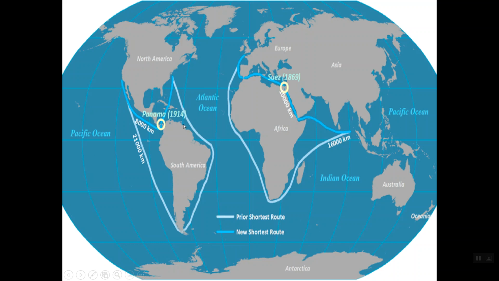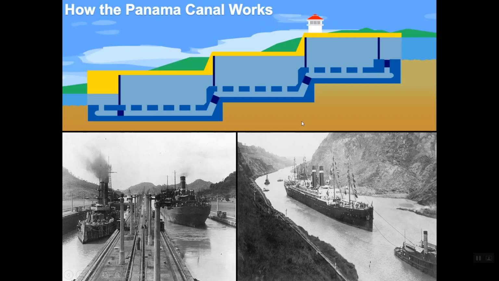Now, it wasn't just the distance that was dangerous in going around South America and South Africa. It's also that these shores down here are full of ice and winds and difficult to navigate. And even with steamships, it's kind of hard to get around the ice. So this made it a lot simpler, a lot better, a lot faster.